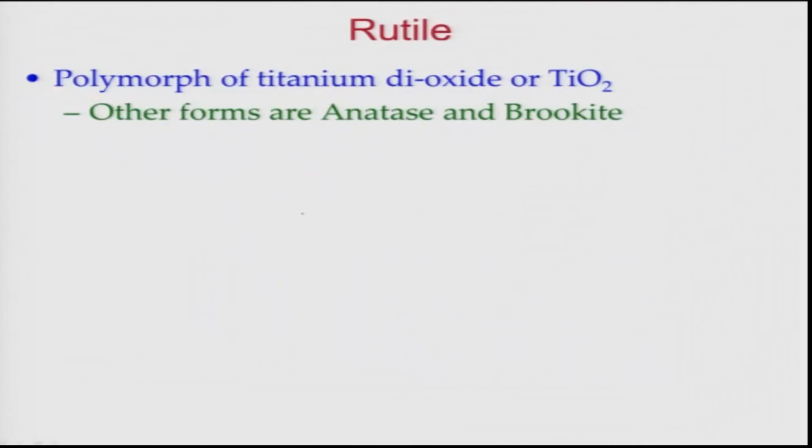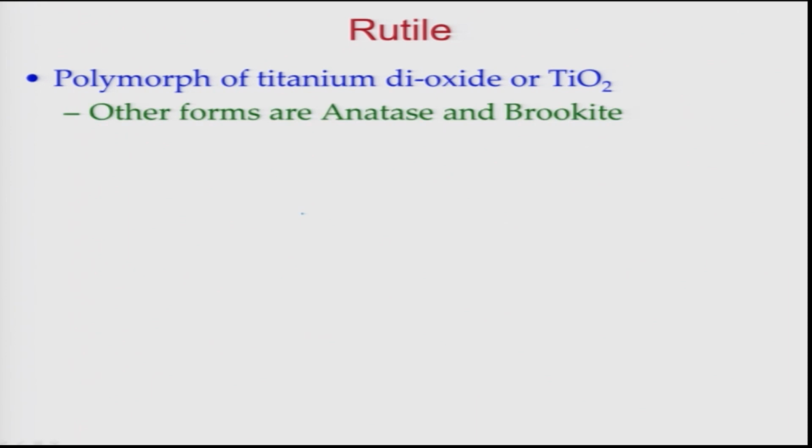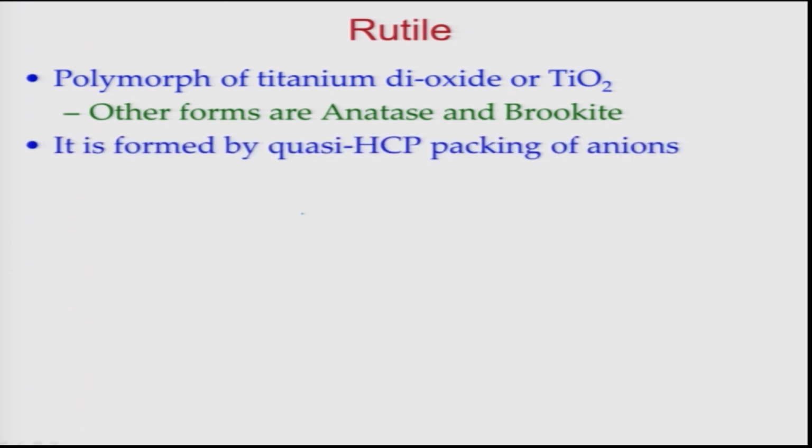Finally, we have a material which is again technologically important, called rutile. Rutile is a polymorph of titanium dioxide, which is a very useful material in a lot of applications. There are other forms of TiO2 which are anatase and brookite, but rutile is one of the most commonly known forms of TiO2. It is formed by a hexagonal close packing of anions, but it is a quasi hexagonal close packing. It is not quite hexagonal in nature, it is a slight distortion in the structure.